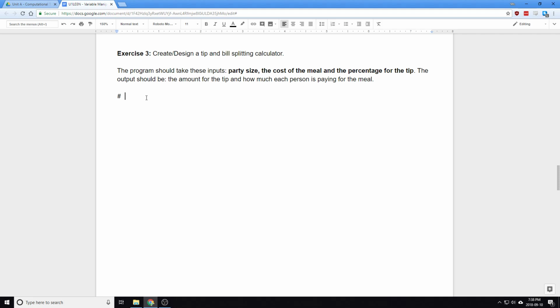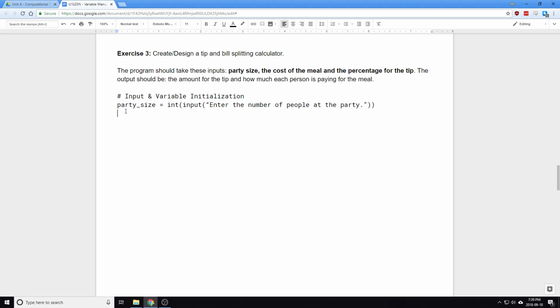So we're going to call this area input and variable initialization. Well, first we need party size. So let's call that party_size. And that's going to be set to the integer of input, "Enter the number of people at the party." Make sure to end your brackets.